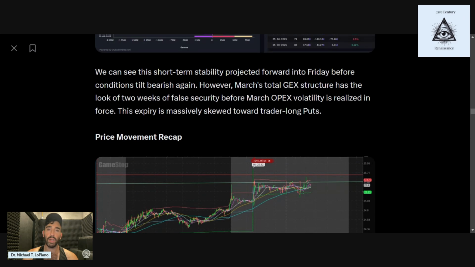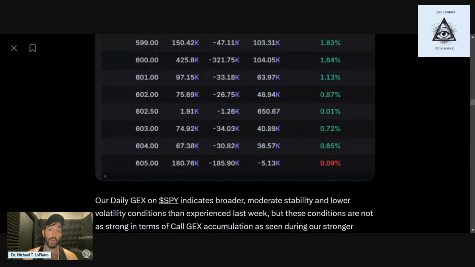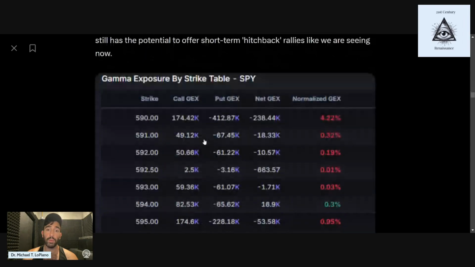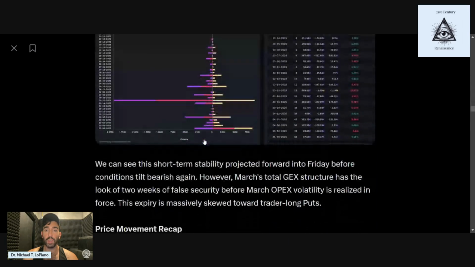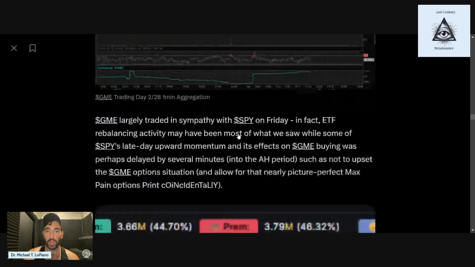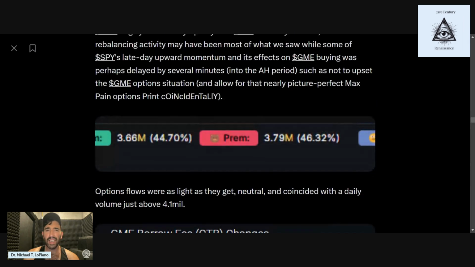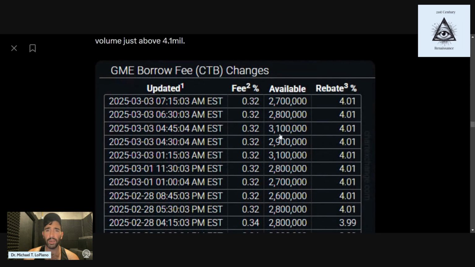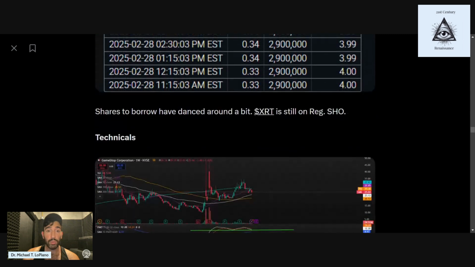SPY did have this very volatile crash up, as SpotGamma has called it, at the end of the day. We saw that in GameStop as well, but of course that was pushed just late enough that it would not affect the max pain strike. We still had a max pain finish at 25. Very light options activity, neutral. Shares available to borrow looking the same, not really too much movement there.